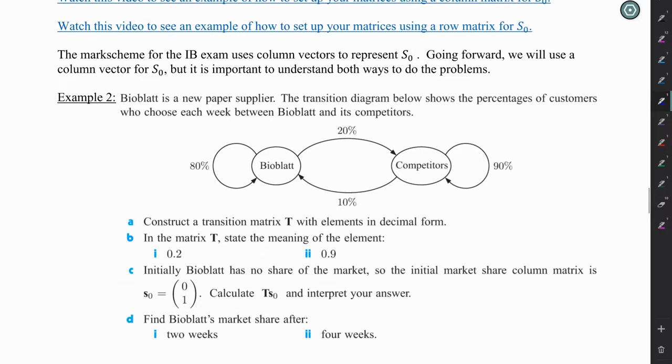Example 2. Bibelblatt is a new paper supplier. The transition diagram below shows the percentage of customers who choose each week between Bibelblatt and its competitors.